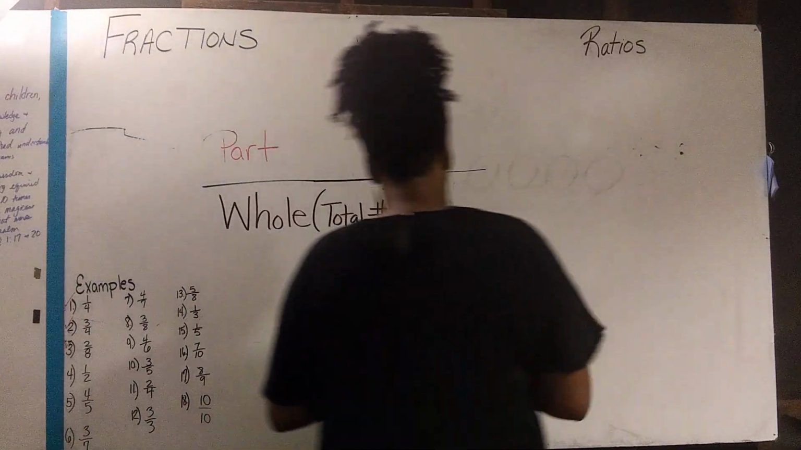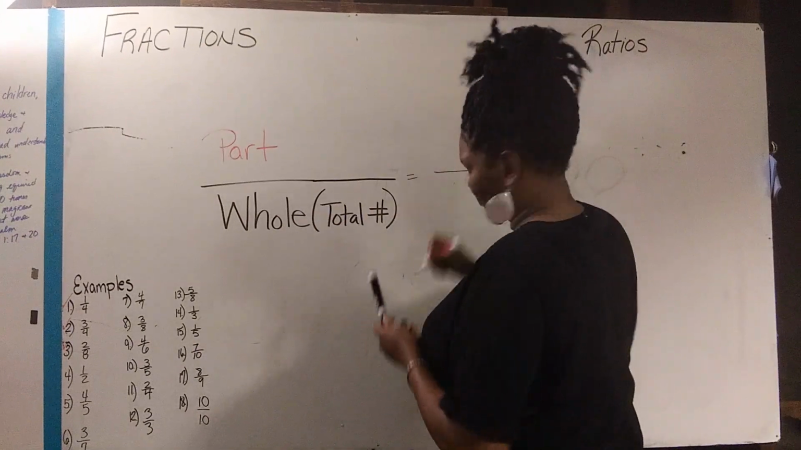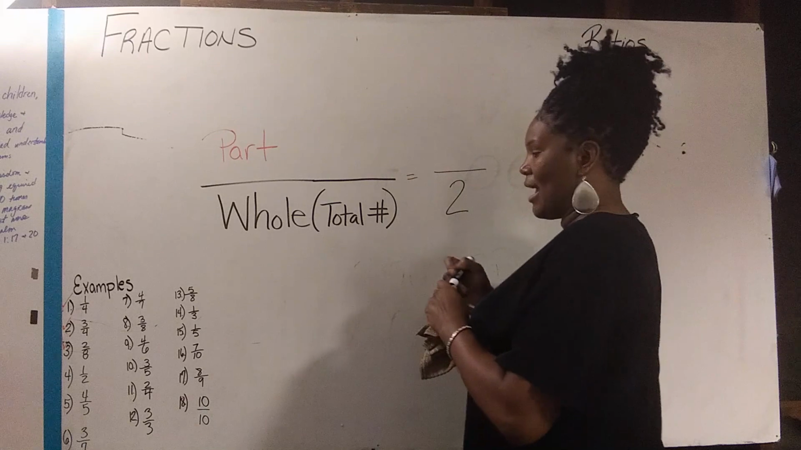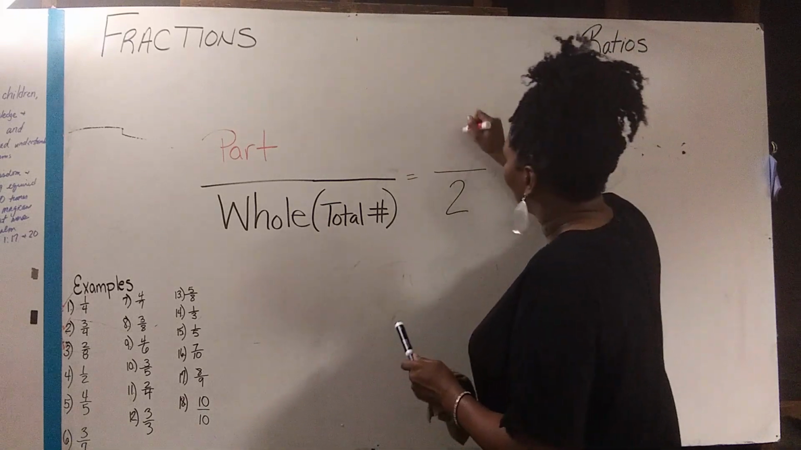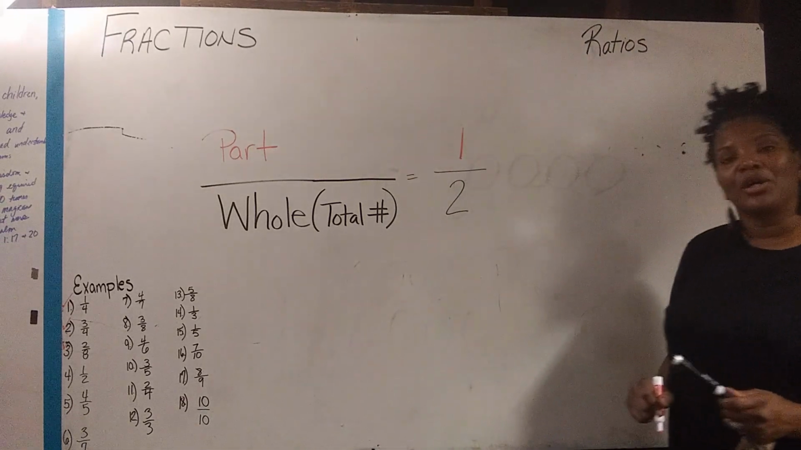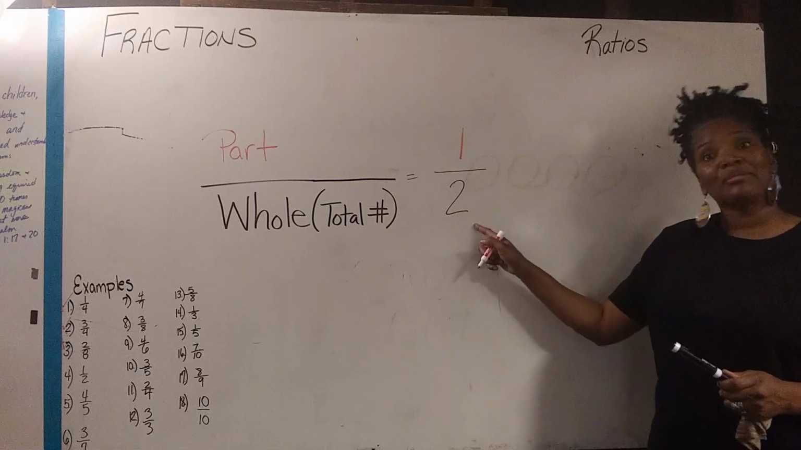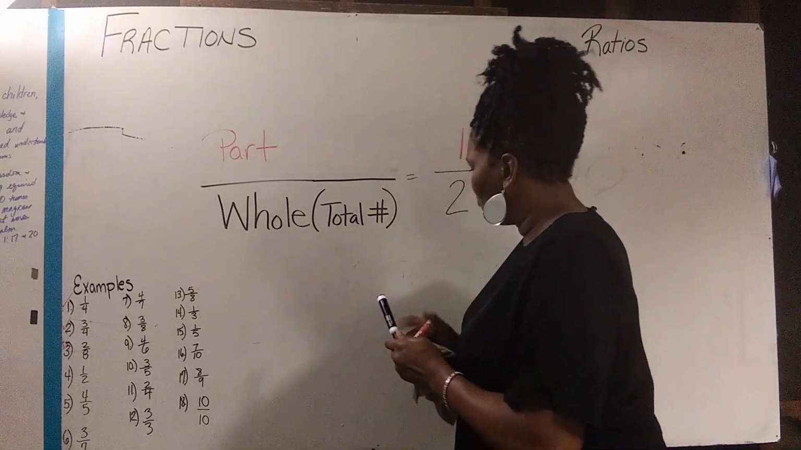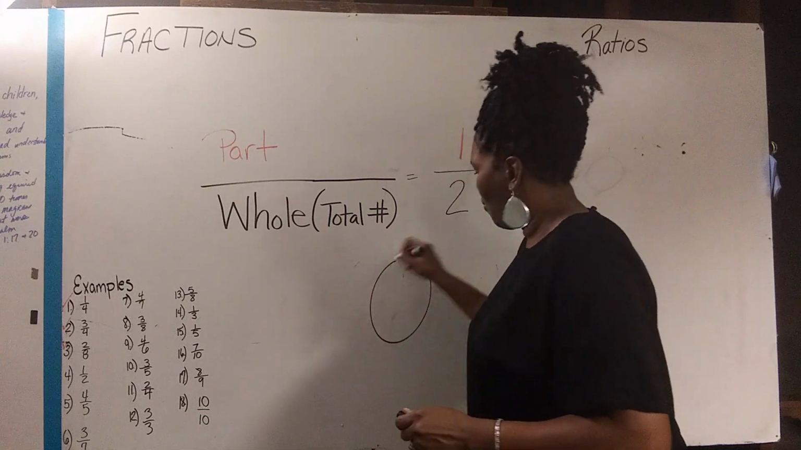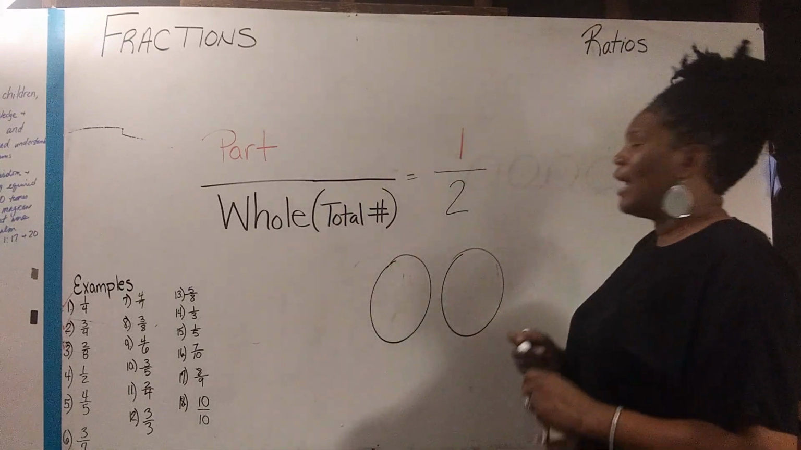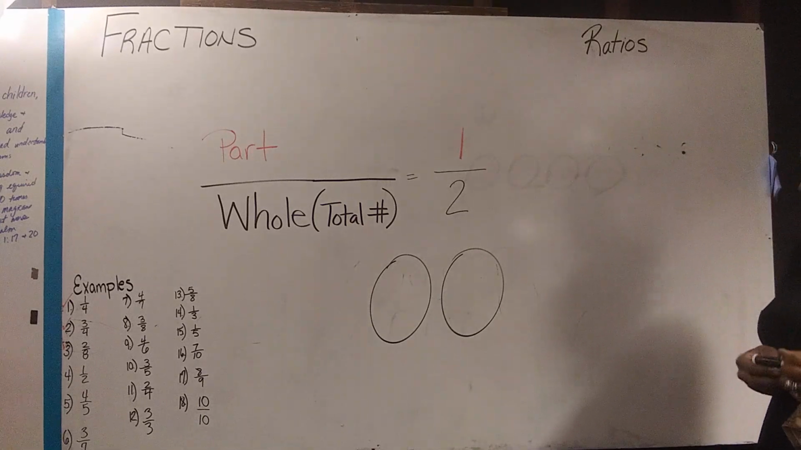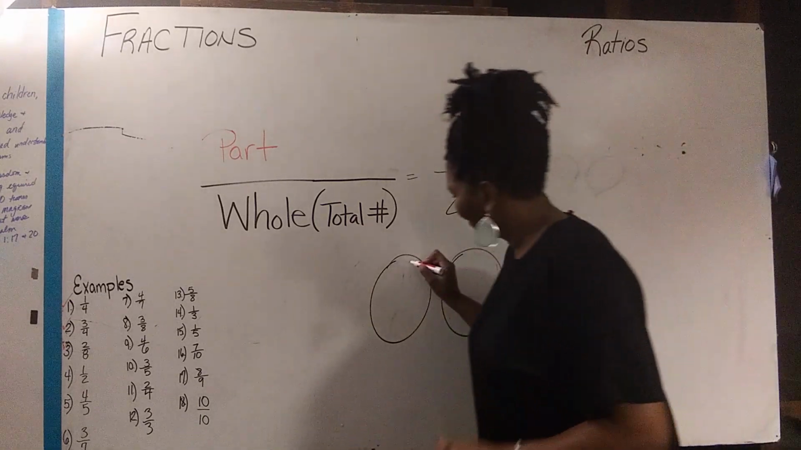We have our whole number is 2 at the bottom, and we have 1 at the top. So how many circles are we going to draw? The number at the bottom tells me 2. Good. So we're going to draw 2 big circles. 1, 2. And how many are we going to put polka dots in? 1. Good.